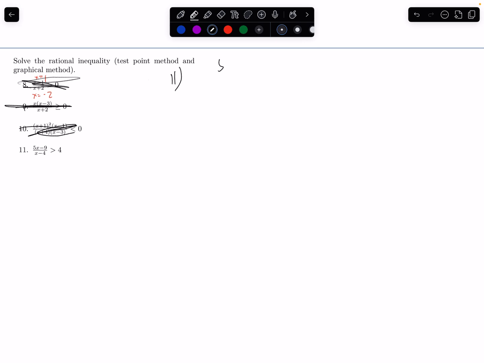11. I've got (5x minus 9) over (x minus 4) greater than 4. Oh, okay, so for the first time we see something that's not 0. And that makes us sad. We don't want it to be anything but 0. So how do we do it?